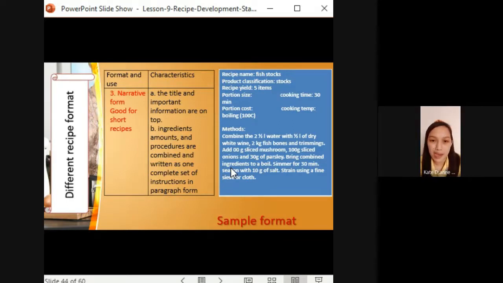Di ba? Opo, ma'am. Sa akin naman, mas prefer ko yung standard, kasi may numbering siya, unlike dito sa narrative. Parang hahanapin mo pa siya ulit, 'di ba? So, sa standard, mas okay siya sa akin kasi may numbering na siya. Tapos na ako sa number 1, number 2, ayan. So, ngayon, alam na natin yung 3 kinds of format. Okay, next tayo, sir.